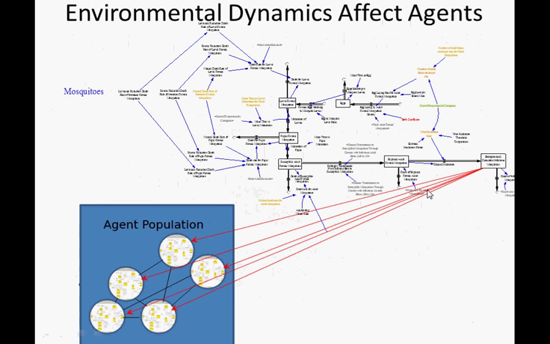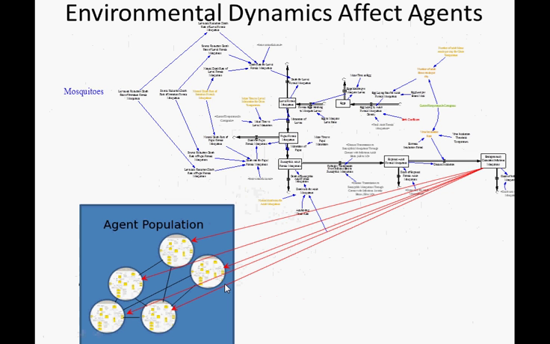Finally, we can have, and this is actually what I was just referring to, environmental dynamics at a high level, say the number of infected mosquitoes and so on, affecting an agent population of people. It would be computationally burdensome if we had to create an agent for every mosquito in Saskatchewan. Would you agree?